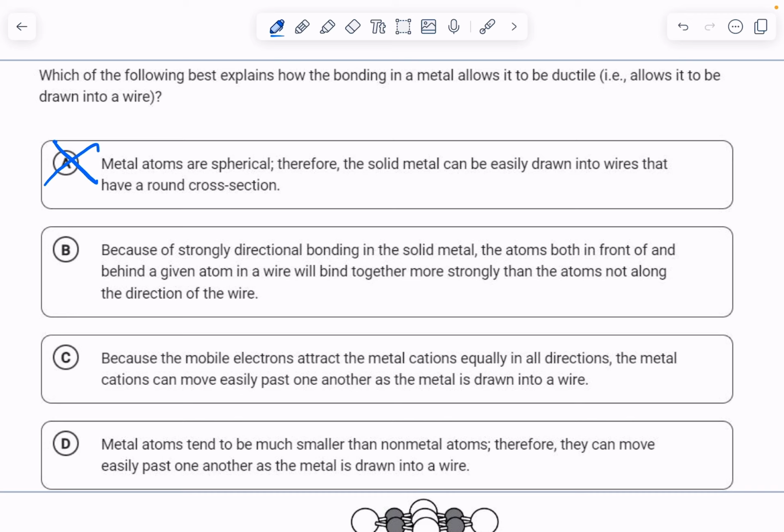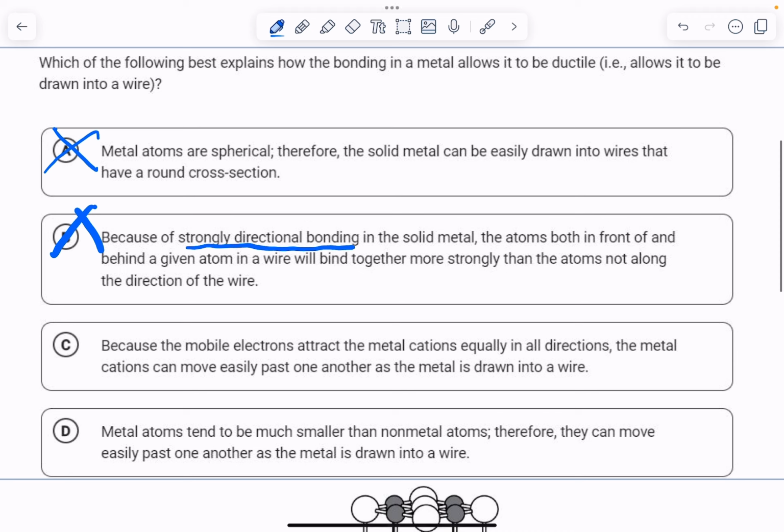B: because the strong directional bonding in solid metal, the atoms both in front of and behind an atom in a wire will bind together more strongly than the atoms not along the direction of the wire. Okay, the reason why this is wrong is this part right here, strong directional bonding. In a metal, those electrons are free to flow throughout the metal, and we don't have this strong directional bonding. Rather, it's just a sea of electrons that float around, and so those metal atoms aren't really strongly directionally bonding.